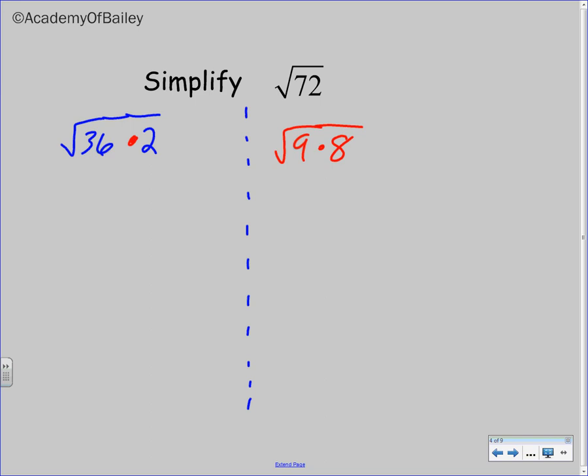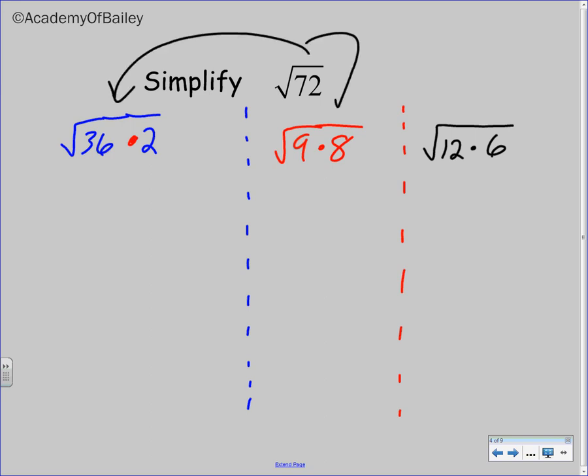And what's another one? 12. The square root of 12 times 6. So here we have 36 times 2, which is 72. Here we have 9 times 8, which is 72. And we also have 12 times 6, which is 72. Which one's the best one?